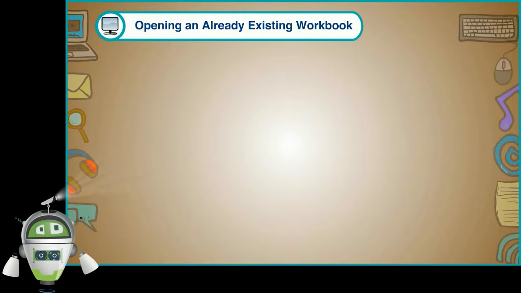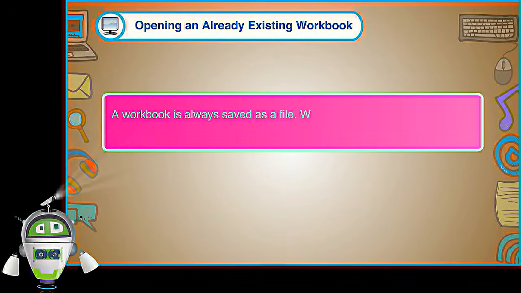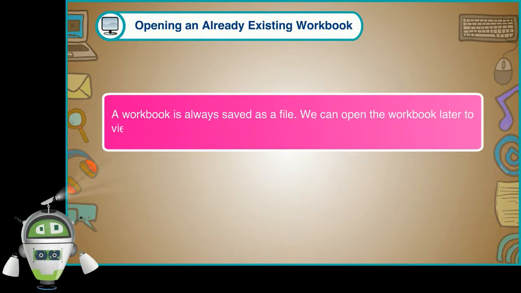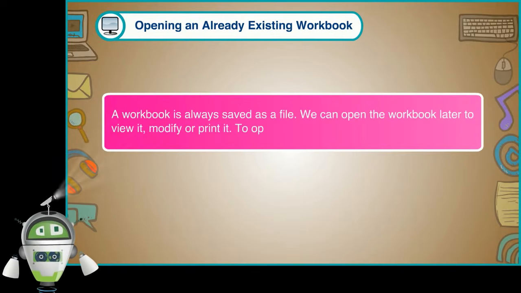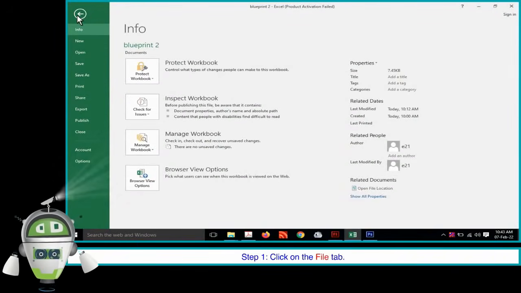Opening an already existing workbook. A workbook is always saved as a file. We can open the workbook later to view, modify or print it. To open a workbook, the steps are as follows. Step 1. Click on the File tab. Step 2.